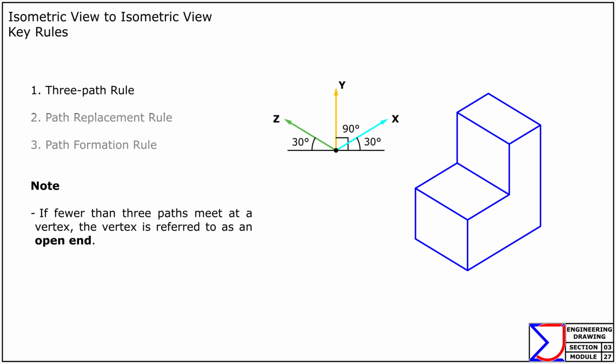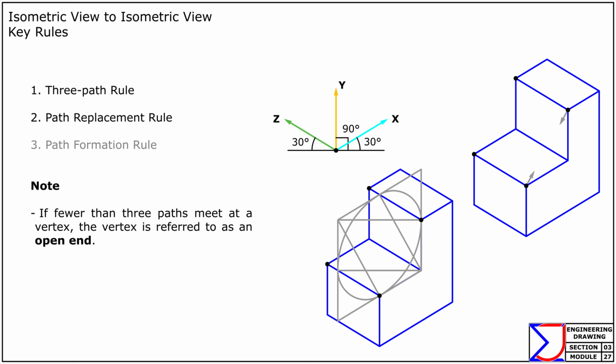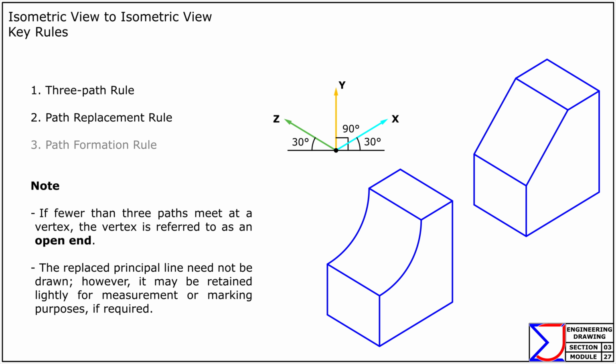If a vertex lies on a sloped or curved surface, one axis-parallel path is replaced by a surface-parallel path, straight for sloped surfaces and curved for curved surfaces. 3. Path formation rule. Sloped paths are formed by locating and joining the end vertices, while curved paths are drawn as isometric circular arcs in the appropriate plane. With these fundamental principles in mind, let's begin.